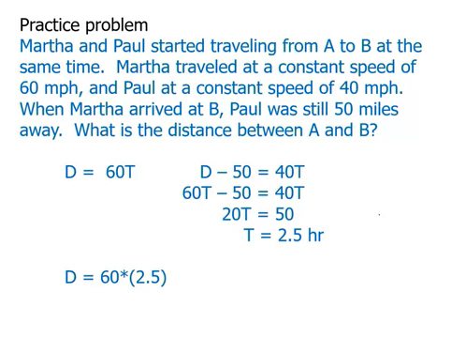d equals 60 times 2.5. Well, 2 times 60 is 120. 0.5, or 1/2, times 60 is 30. 120 plus 30 is 150, and that's the distance.